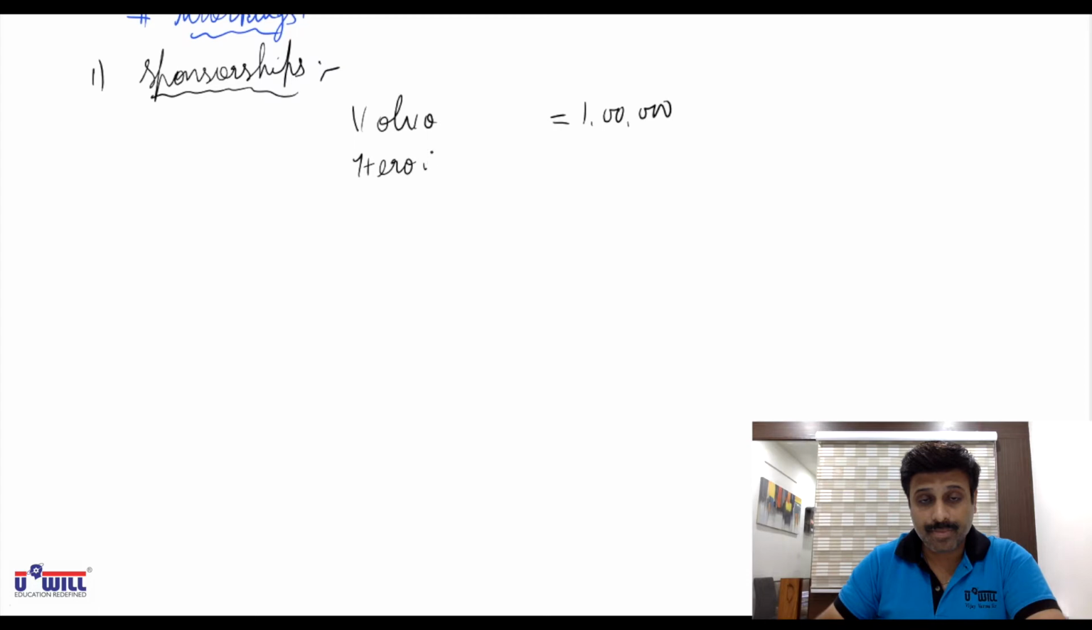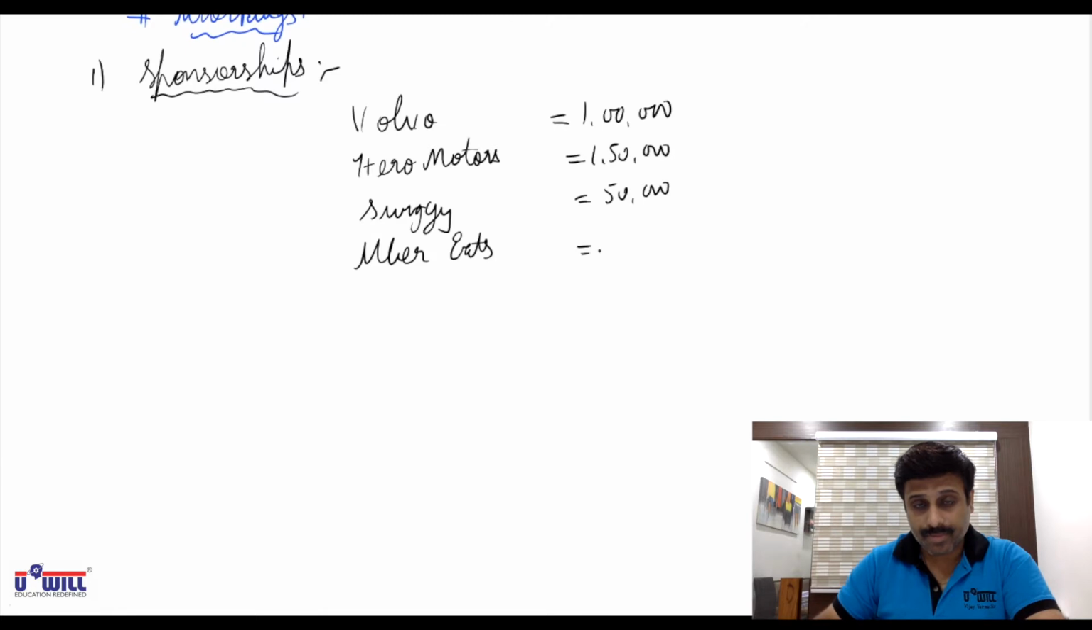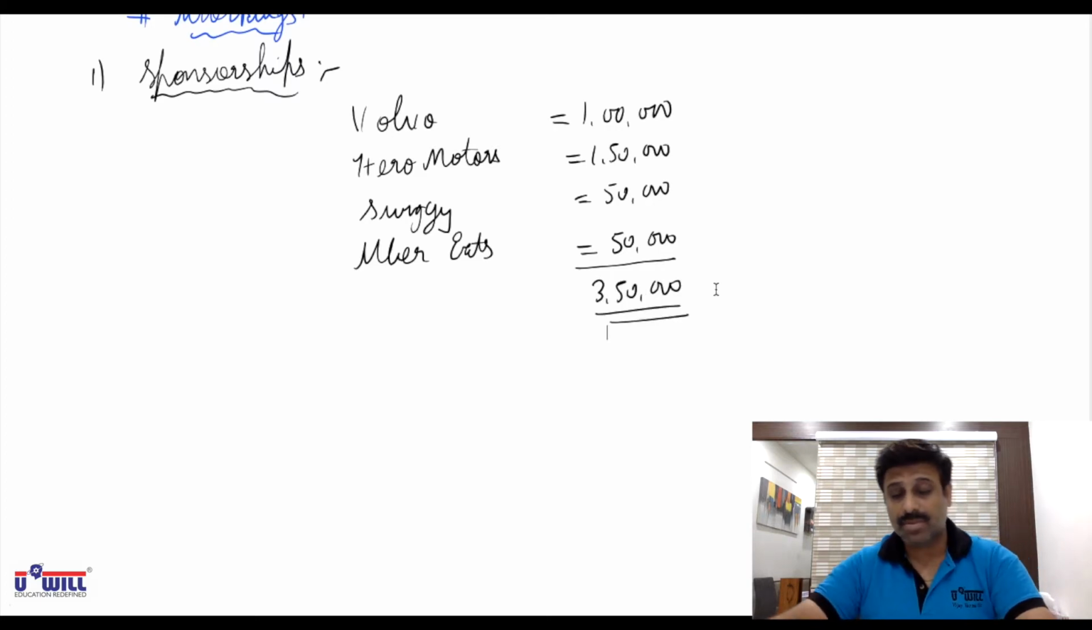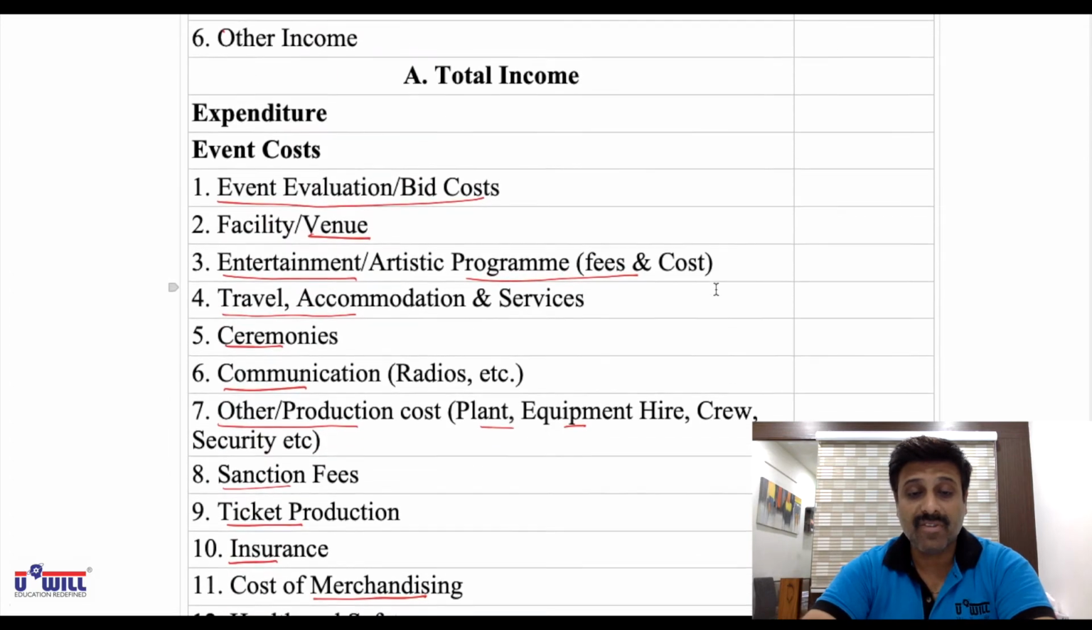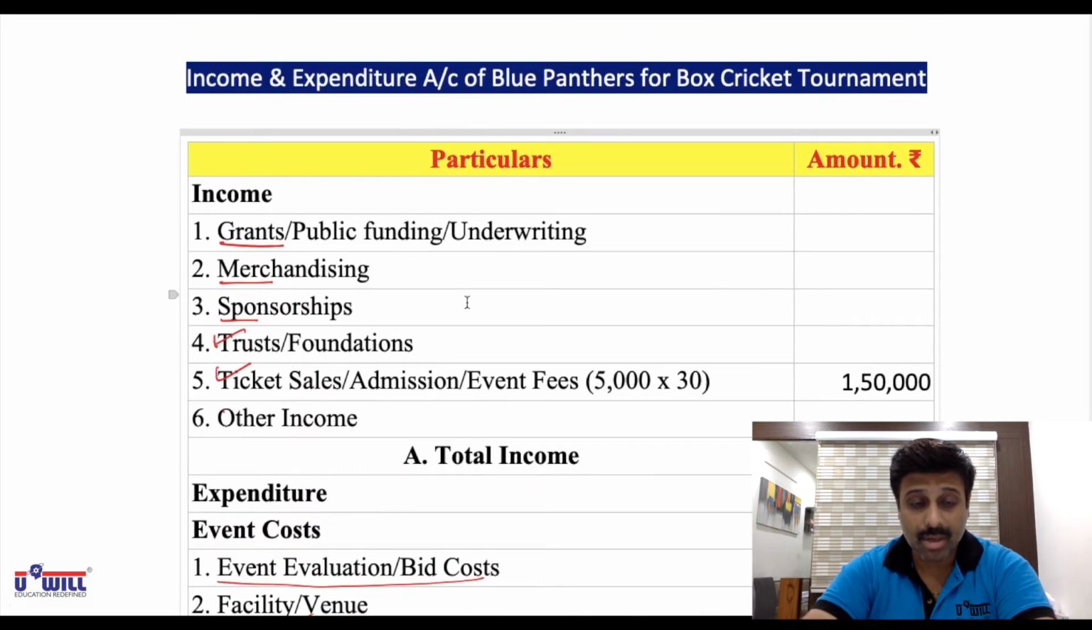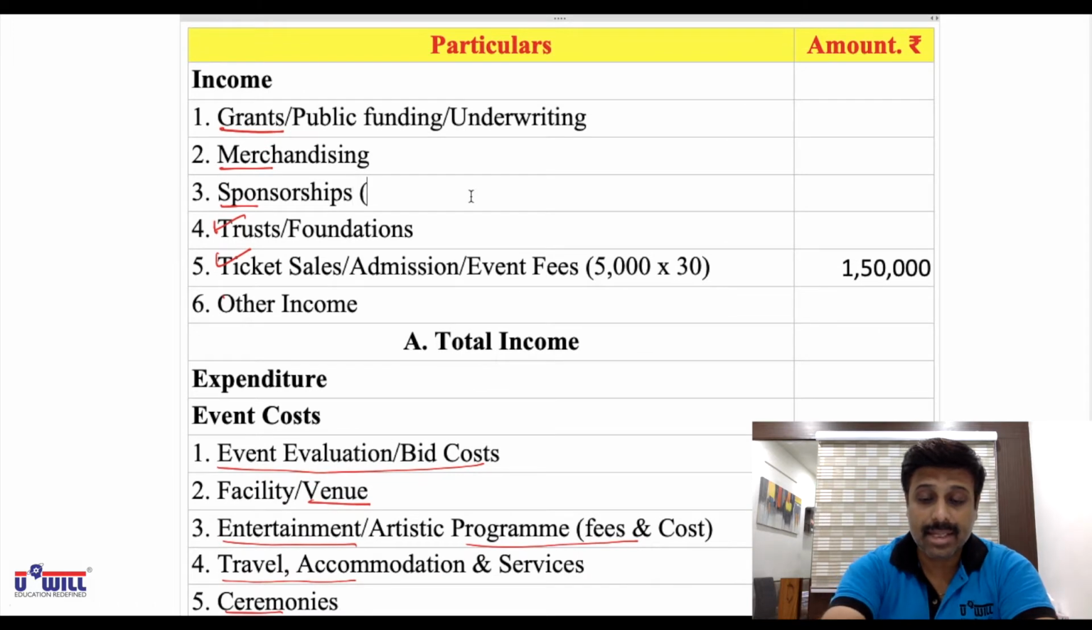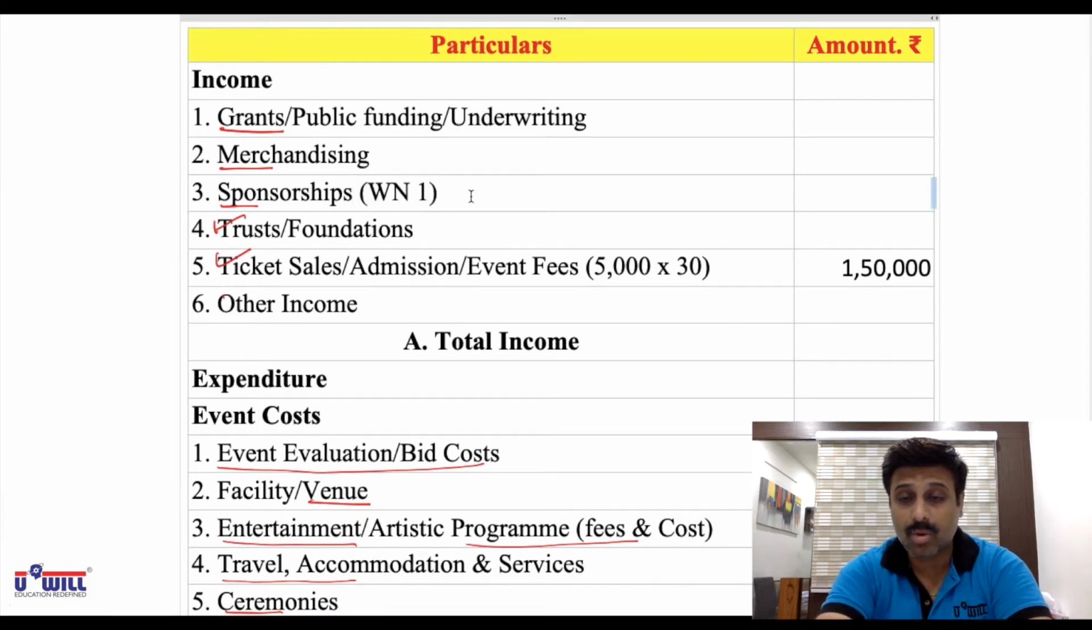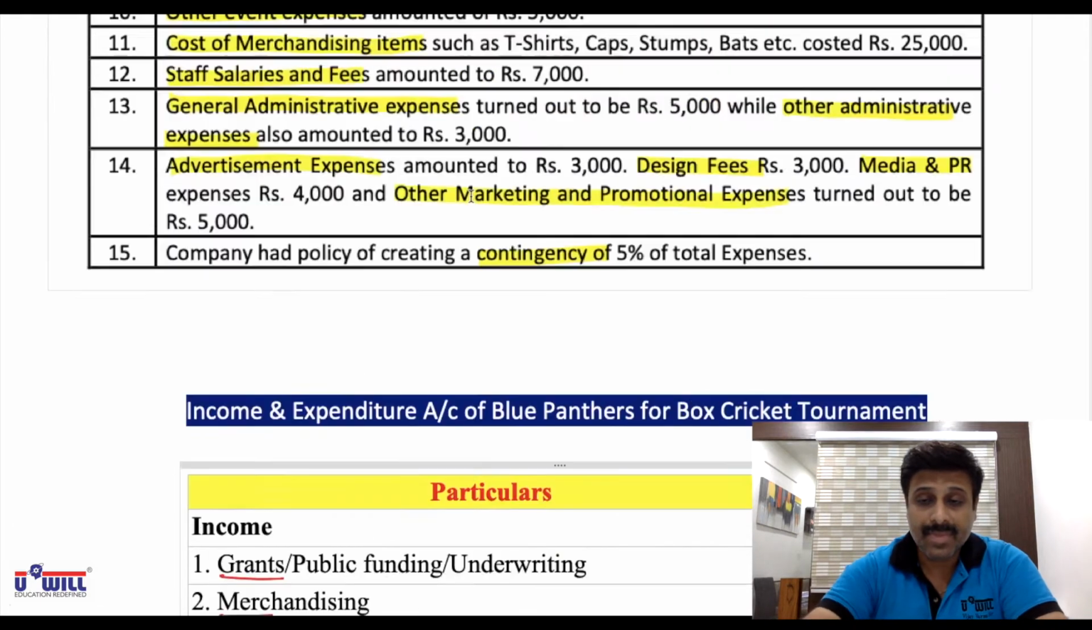Then Swiggy is 50,000 and Uber Eats is 50,000. So 1 lakh, 2 lakh 50,000, 3 lakh, 3 lakh 50,000 is the total sponsorship, as per working note 1. If you have made the column of working note also, well and good. Otherwise, you can mention this in bracket. The sponsorship calculations we have shown in working note 1, 3,50,000. Let's see the further items.